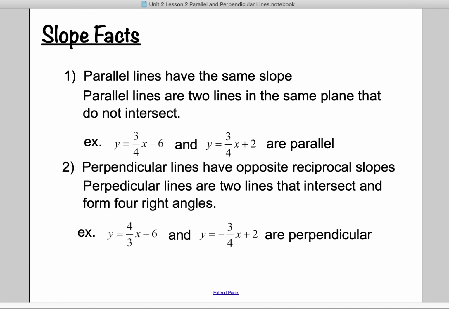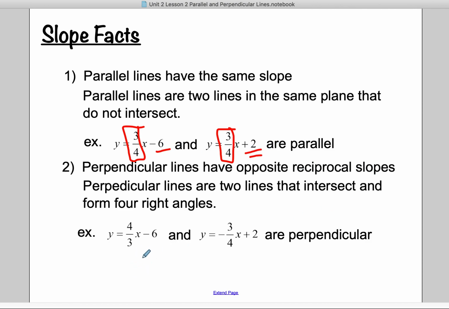On our next slide, we have some slope facts. Parallel lines have the same slope. Parallel lines are two lines in the same plane that do not intersect. And then just some examples. We got our good old example with our slopes being the same, and since our slopes are the same and our y-intercepts are different, they are parallel.